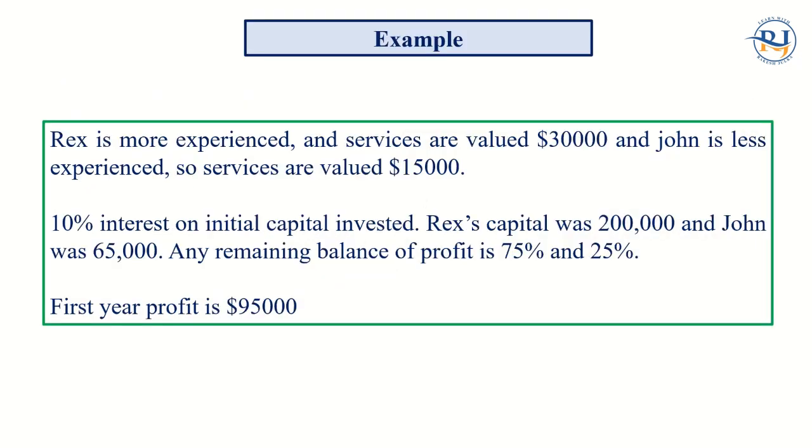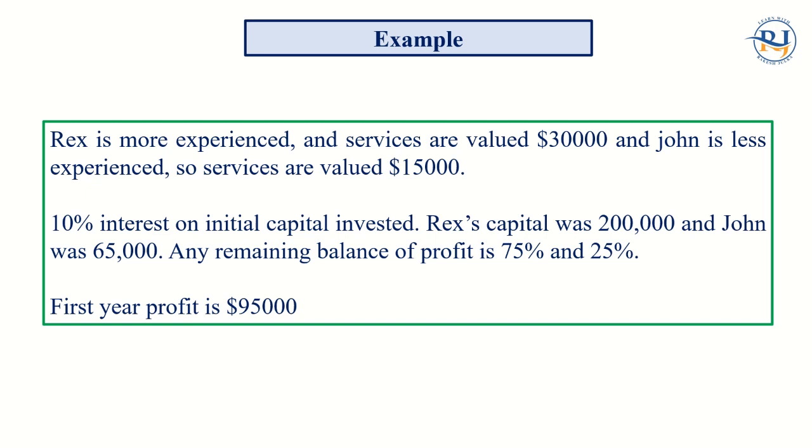Rex is more experienced and his services are valued at $30,000, but John is the less experienced guy, so his services are valued at $15,000. There is 10% interest on initial capital invested. This is what they have decided. Rex's capital was 200,000 that we discussed, and John's 65,000. Any remaining balance of profit will be distributed among these two parties, 75% and 25%. And this year, at the end of the period, this partnership firm knows that $95,000 profit is generated.